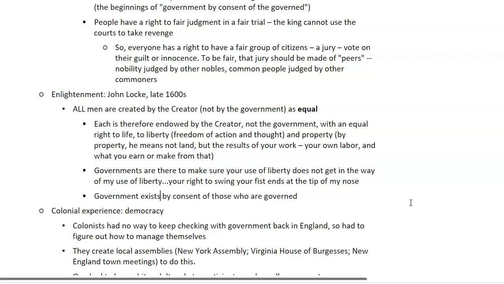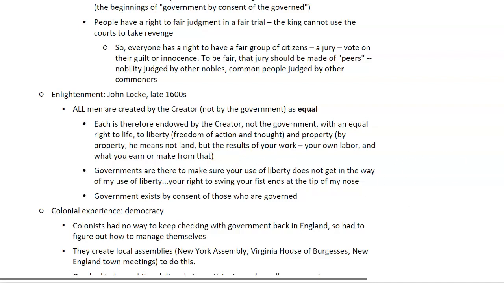If it sounds familiar, Jefferson, in the Declaration of Independence, lifts the famous sentence, "We hold these truths to be self-evident, that all men are created equal, that they are endowed by their Creator with certain unalienable rights, that among these are life, liberty, and the pursuit of happiness, that to secure these rights governments are instituted among men, deriving their just powers from the consent of the governed, and that when a government becomes destructive of these ends, it is the right of the people to alter or abolish it." Jefferson takes that sentence almost word for word out of John Locke.